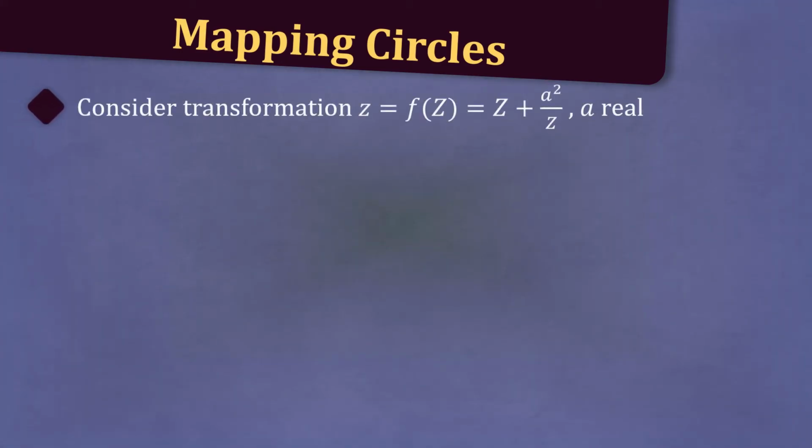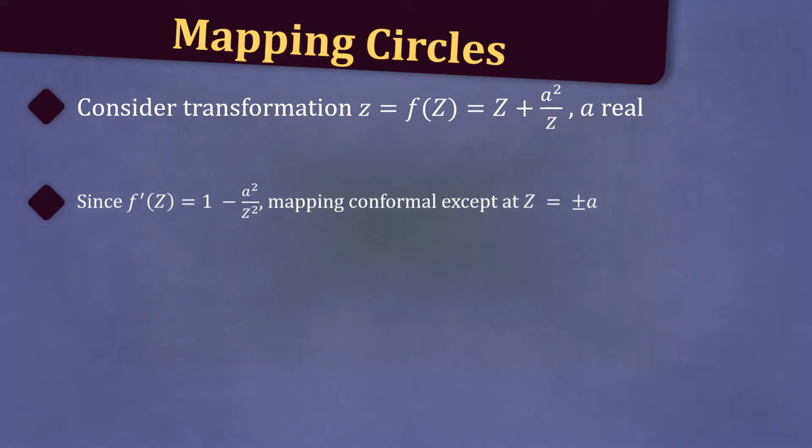Then let's talk about mapping circles. Consider the transformation z is equal to F of capital Z, which is equal to capital Z plus a squared over capital Z, where a is real. Since F' of capital Z is equal to 1 minus a squared over Z squared, the mapping is conformal except at capital Z equal to plus or minus a.